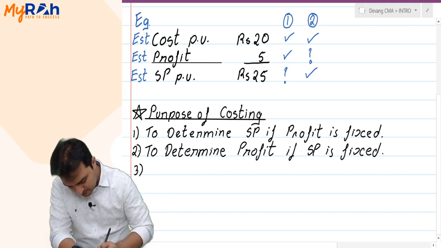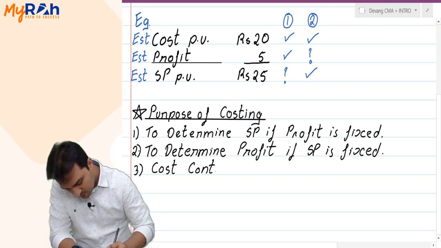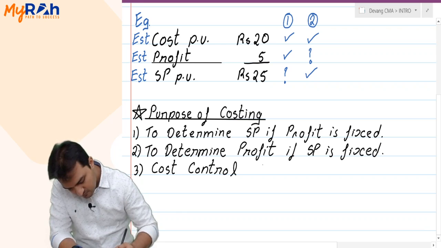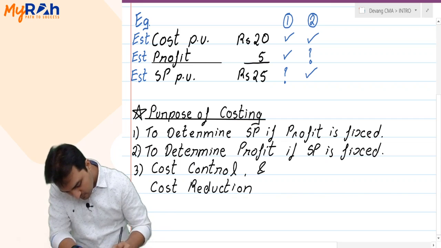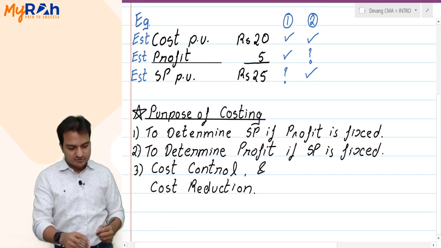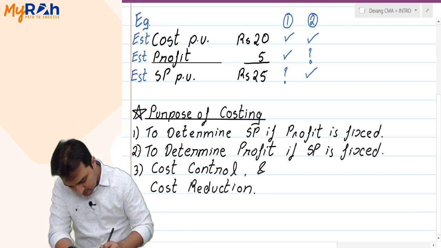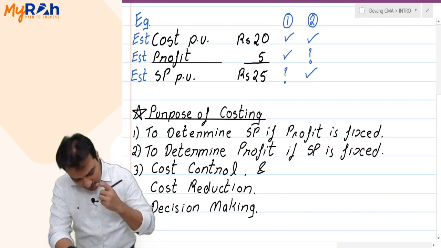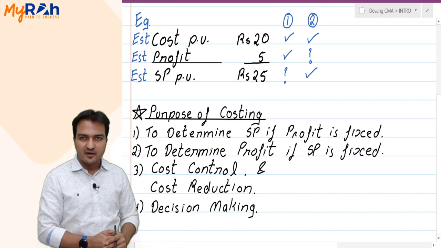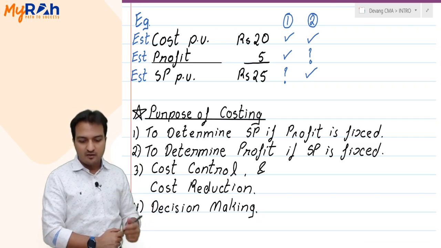Third purpose, cost control and cost reduction. And fourth purpose, simply decision making. Now, the first two purposes I already explained, but the purpose number three here is very important.